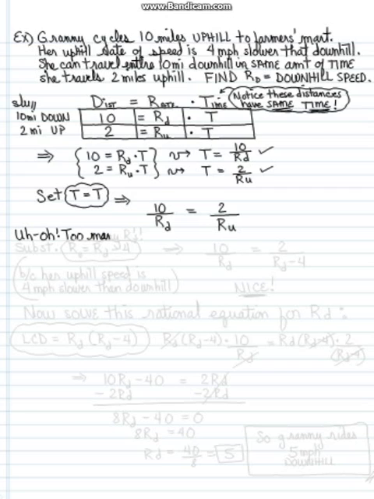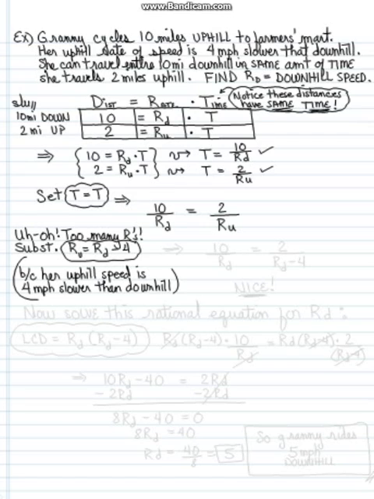Now I've got too many r's here. They just told me to find r sub d, but I've got the r sub u in there too. So I'm going to substitute from the given information. For the r sub u, I'm going to replace it with its equivalent r sub d minus 4. That's going to give me 10 over r sub d equals 2 over r sub d minus 4 when I make that substitution. The reason I can make the substitution is because they told us that her uphill speed is 4 miles per hour slower than her downhill speed. And now I'm very pleased, because we only have one variable. We can solve this problem.